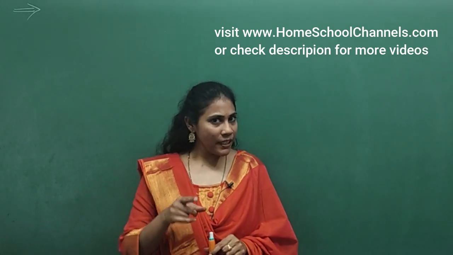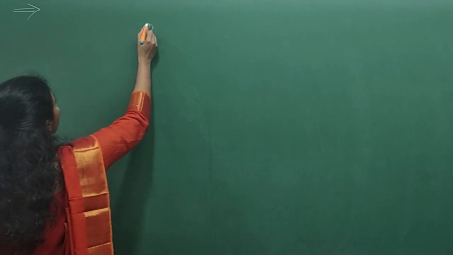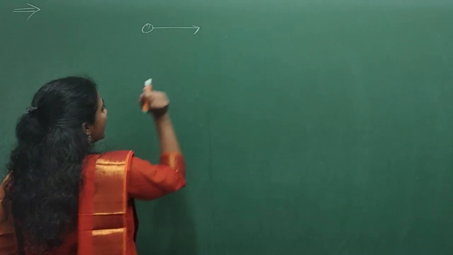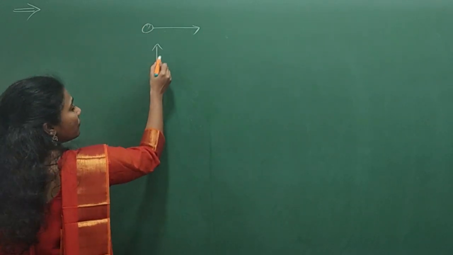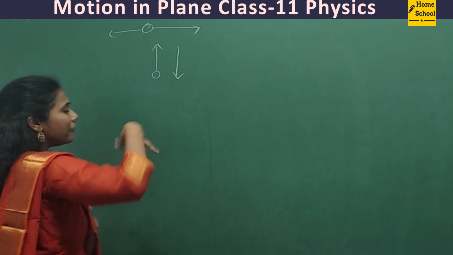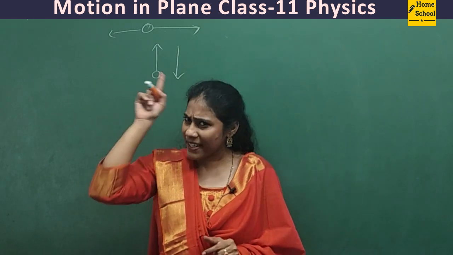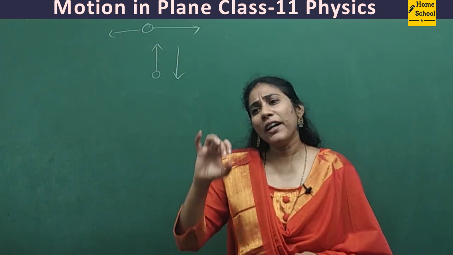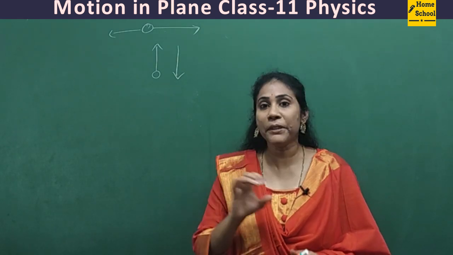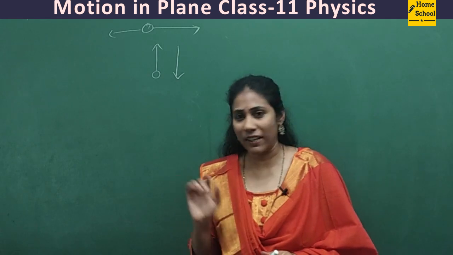If you observe the chapter motion in a straight line, you have noticed an object moving in only one direction. Either the object is moving horizontally, or it moves vertically upwards, vertically downwards, horizontally right, horizontally left, whatever. But the object moved in only one dimension, that is, in one direction. So if an object moves in one dimension, how can you describe the motion? With the help of velocity, acceleration and various forms of graphs, all that we have discussed.